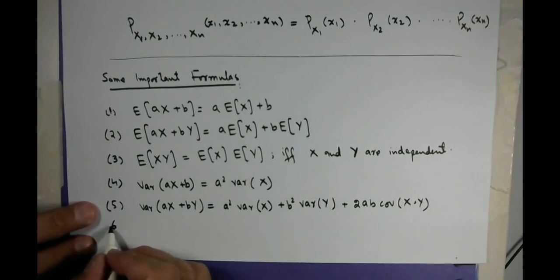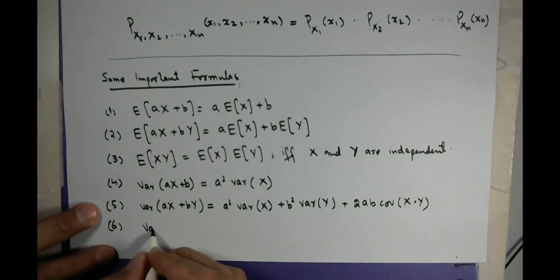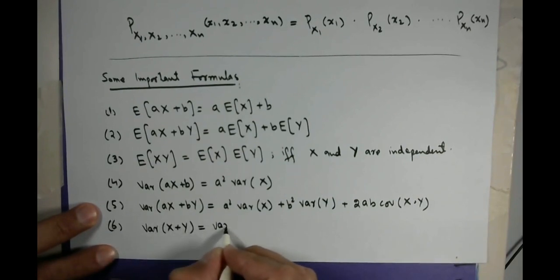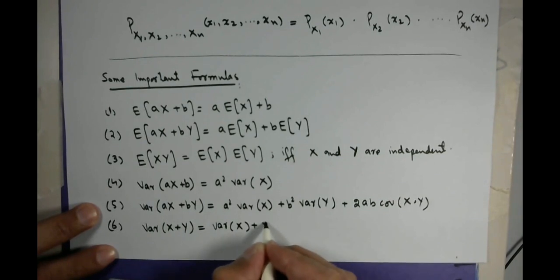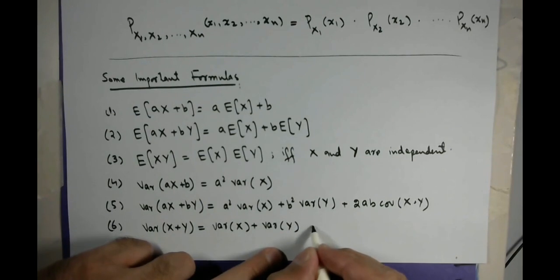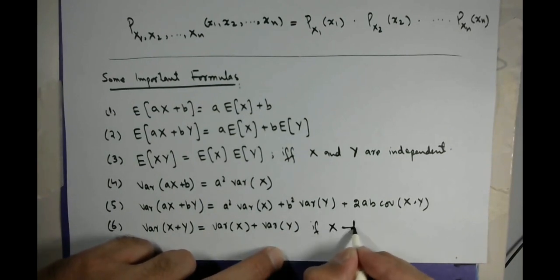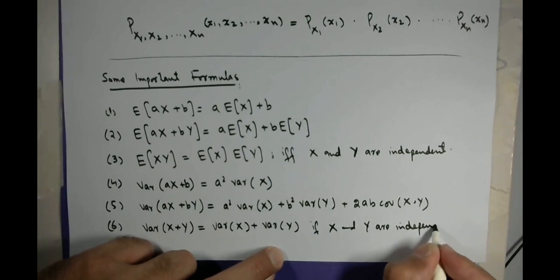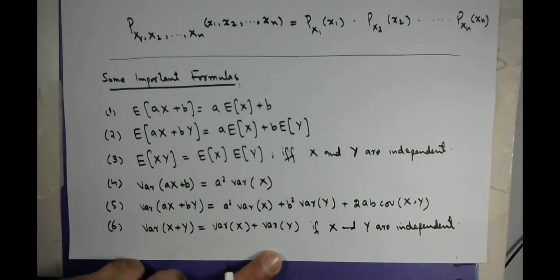And then the last one is variance of x plus y is equal to variance of x plus variance of y if x and y are independent. You see, if x and y are independent, this covariance term simply vanishes. I have given you a small homework around this, so please do solve this homework.